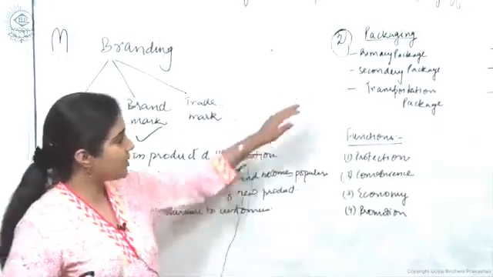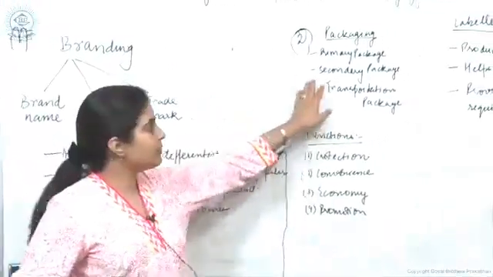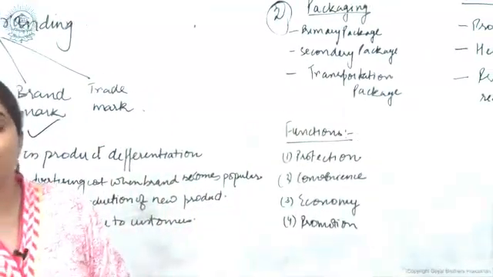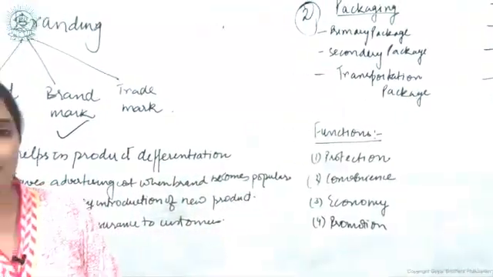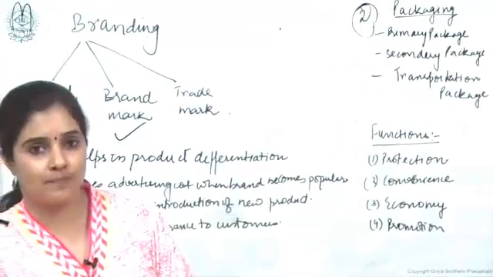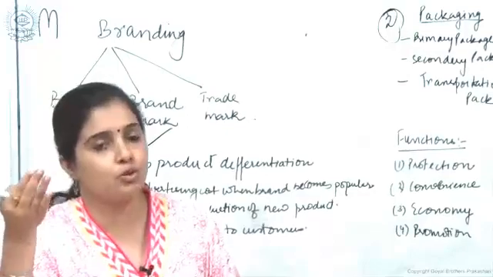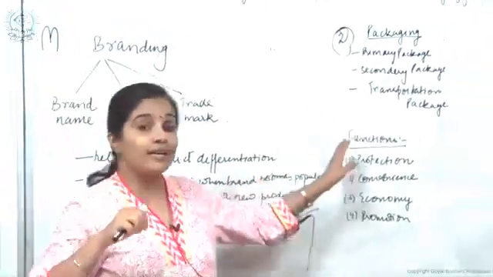Now, there are three levels of package. Number one, the primary package. Let me take an example of toothpaste. The tube in which you get the toothpaste is called the primary package, right? It is in immediate contact with the basic product, that is the toothpaste, right? Then comes your secondary package.